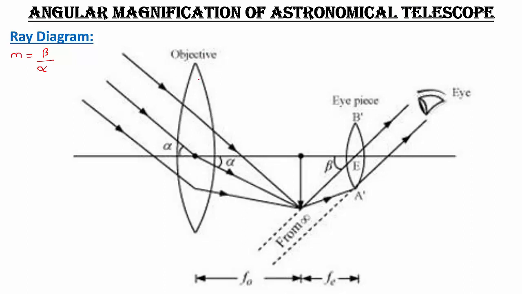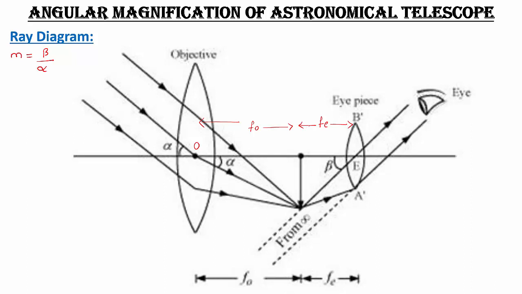Now let us observe the ray diagram. The astronomical telescope consists of two converging lenses, that is the objective and the eyepiece. The objective lens is denoted by O and the eyepiece is denoted by the symbol E. The objective lens has a larger focal length and the eyepiece has a smaller focal length. Let us consider the focal length of the objective lens to be denoted by FO and the focal length of the eyepiece to be denoted by FE.